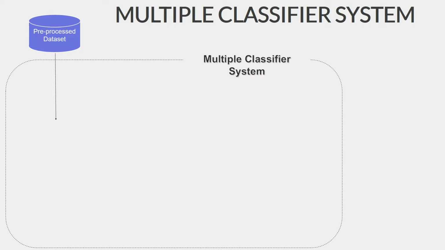Now, MCS was built following the overproduce and choose approach. This system is a hybrid of the boosting and stacking technique. The labeled dataset, the pre-processed dataset, is passed on to the MCS system. Firstly, the weights are assigned to each sample of the training dataset and passed on to the multiple classifier system.